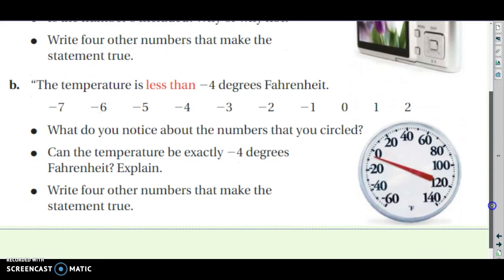How about this one? The temperature is less than -4 degrees Fahrenheit. Well, it's not -4 because it has to be less than that. I'm talking negatives now. So when I say less than -4, it has to be more negative. That would work, or that would work, or that would work. So my inequality would be that the temperature is less than -4, a smaller value, bigger negative.